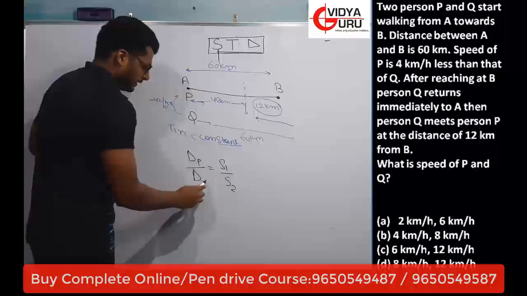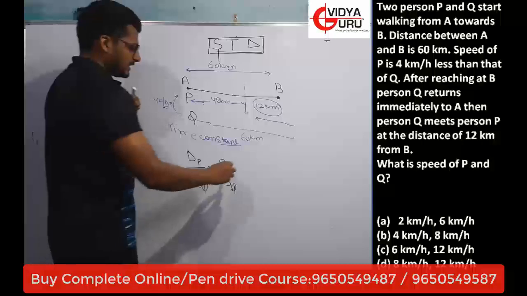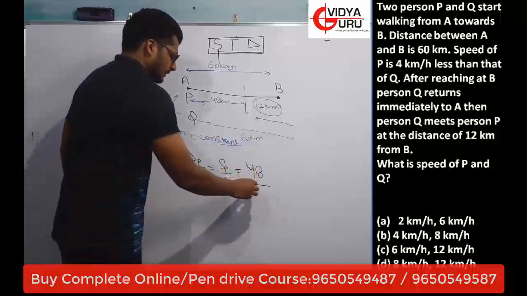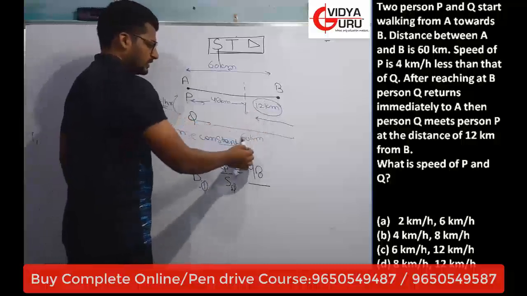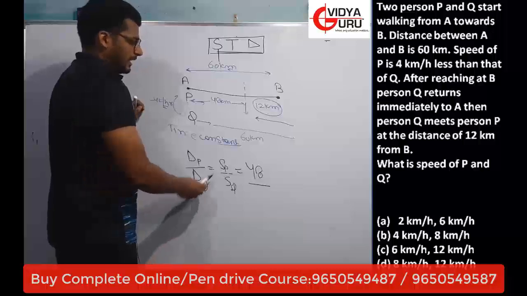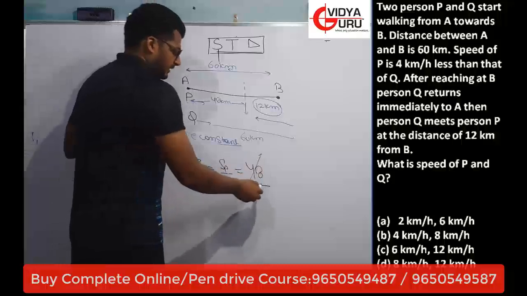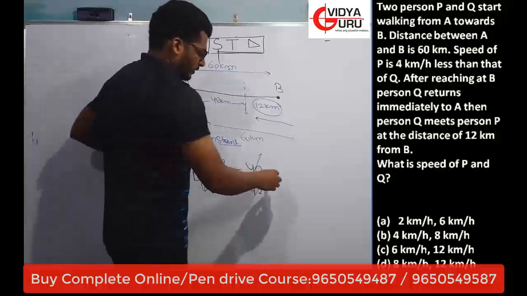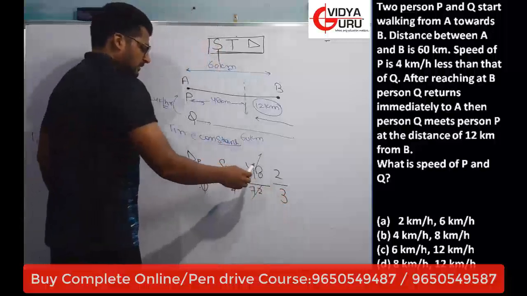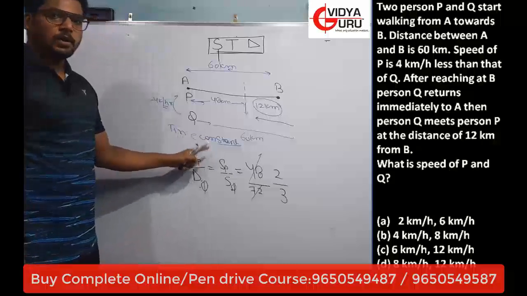If time is constant, the ratio of distance and speed are equal. Let this be P, this be Q, speed of P, speed of Q. What is the distance covered by P? 48. And what is the distance covered by Q? 60 plus 12, 72. If I take the ratio, 24 two times and 24 three times. This is the ratio of distance and this will be the ratio of speed because time is constant.